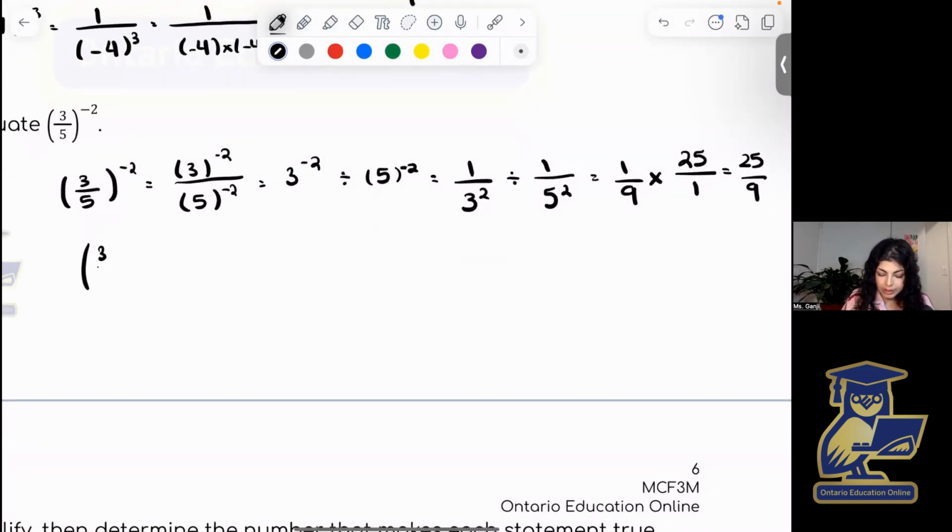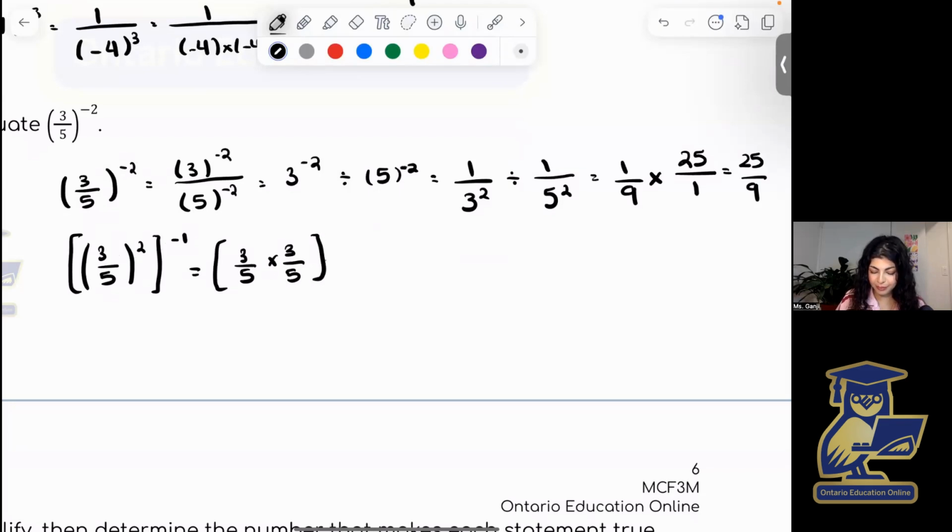You can also consider this as 3 over 5 to the power of 2, and this itself is to the power of negative 1. Remember, this is just the power rule: 2 times negative 1 gives you negative 2. First I'm going to evaluate this part, which is 3 over 5 times 3 over 5. Then inside this bracket I have 9 over 25 to the power of negative 1. And remember, the negative exponent tells us reciprocal, so the reciprocal of this would be 25 over 9.